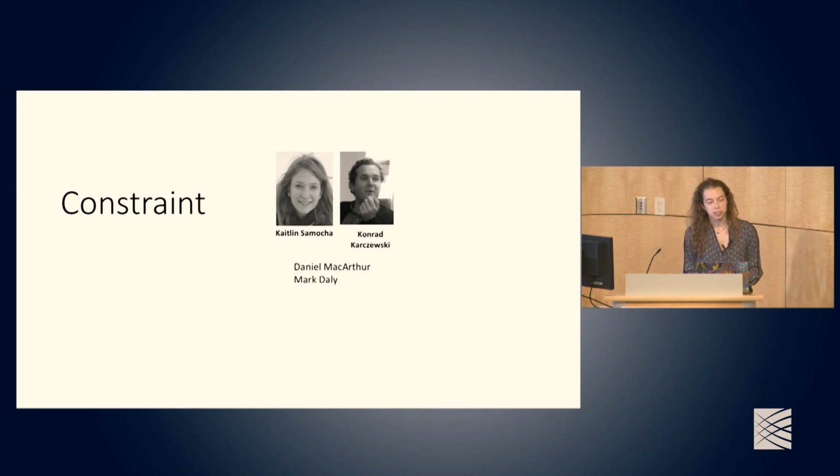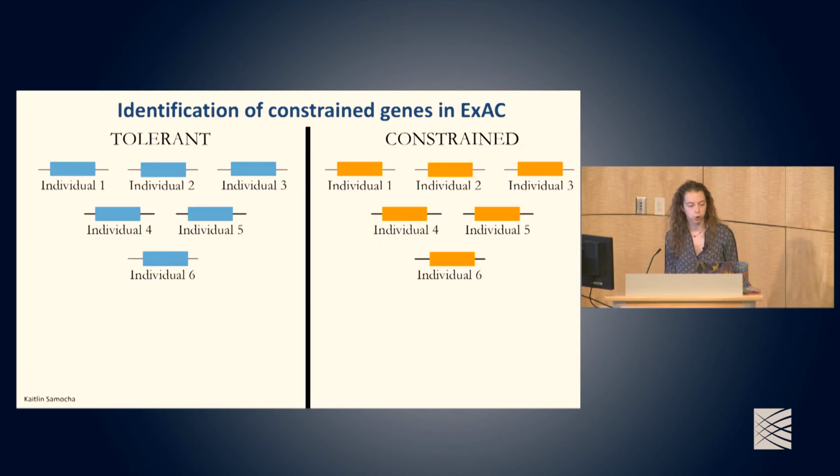So this is work by Caitlin Samocha, who is a graduate student with Mark Daly, and now is a postdoc at Sanger, and also Konrad Karczewski, who's working on it for gnomAD. Okay, so the idea is mutations are going to arise basically at random based on sequence context across the genome. And so it's not that certain genes are going to have a lot of mutations versus others. They should all acquire mutations at a similar rate.